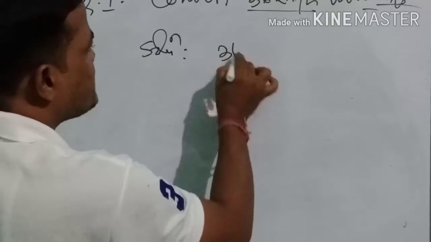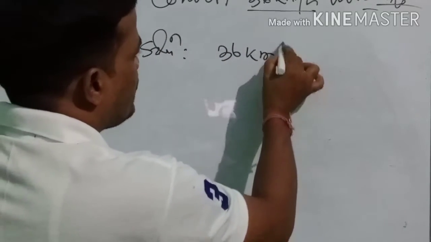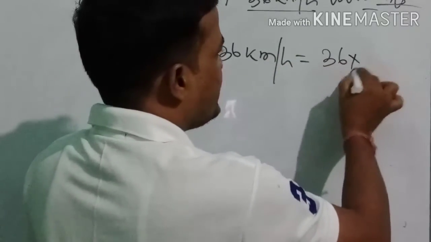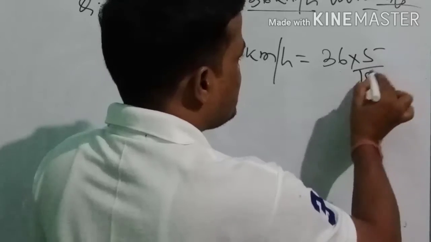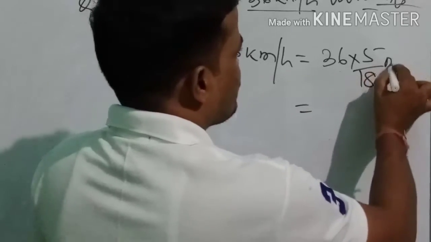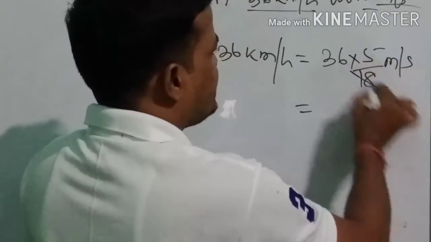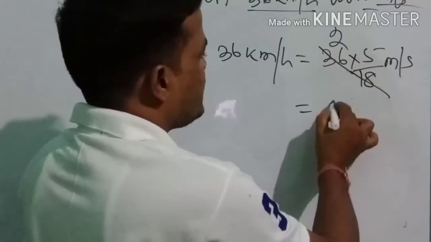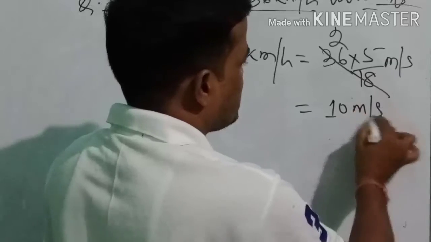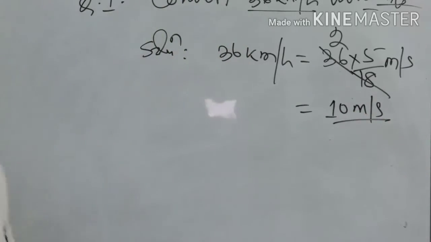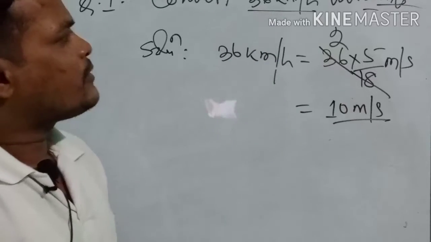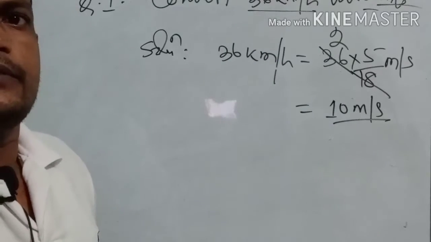So 36 kilometer per hour is equal to 36 into 5/18 meter per second. That means 18 twos are 36. So 2 into 5 is 10 meter per second. Is it right? So that is how 36 kilometer per hour is converted into meter per second.